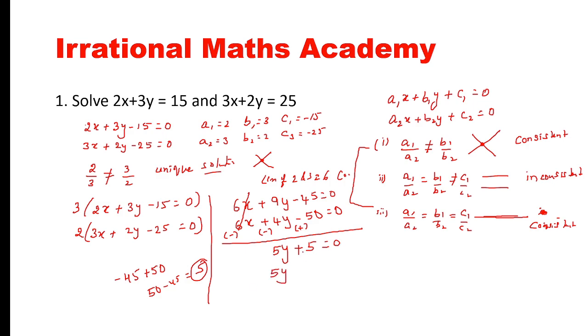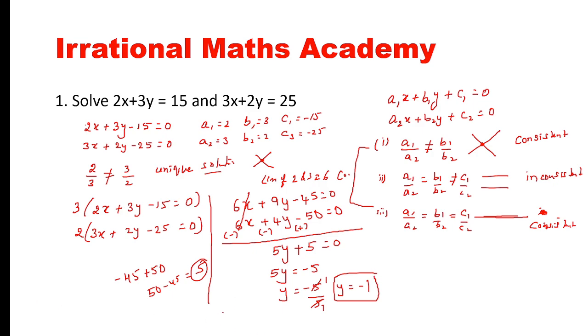5y. If I transpose this plus 5 to this side, it becomes what? Minus 5. Now 5 and y are in multiplication. If I transpose this 5 to this side, it becomes what? Division. So 5 ones are 5, ones are. So what I'll get here? Answer is minus 1. Y value I got, right?